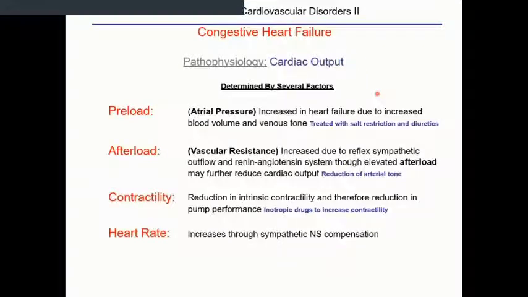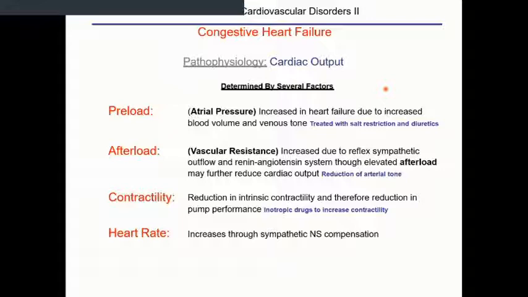So just reviewing the factors that cause heart failure progression, these are the cardiac output factors. You have your preload, of course, and your physiology is your atrial pressure. This is increased in heart failure due to increased blood volume and venous tone, because due to the failure of the heart to pump the blood effectively, there will be a volume overload. And this can be treated with salt restriction and diuretics to reduce volume in the vascular system.